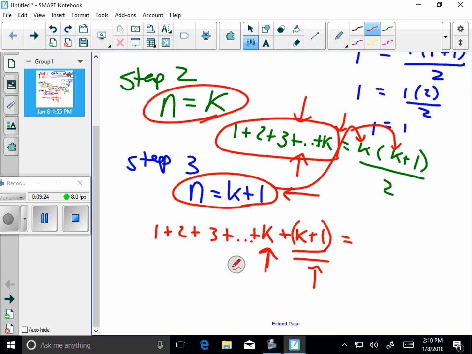I'm going to put the k plus 1 in for k, where that k used to be. Now, there used to be a k plus 1, so I'm going to put, instead of k, k plus 1. And it's all over 2.